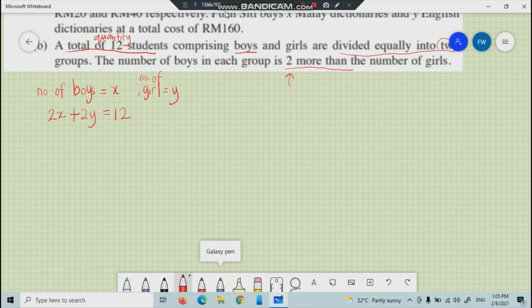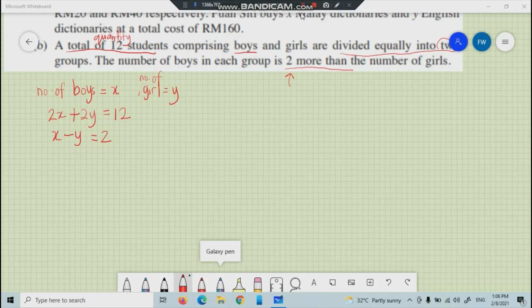Okay, next, our linear equation, we need to use the information given, 2 more than the number of girls, meaning each group number of boys will be 2 more. So we can use subtraction, where x, which is number of boys, minus number of girls will be 2. The difference between number of boys and number of girls is 2.